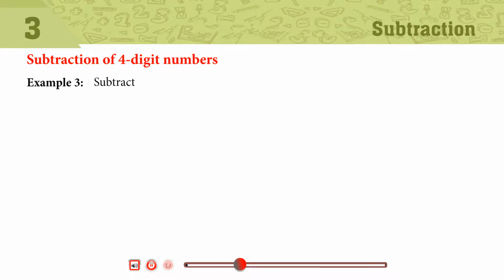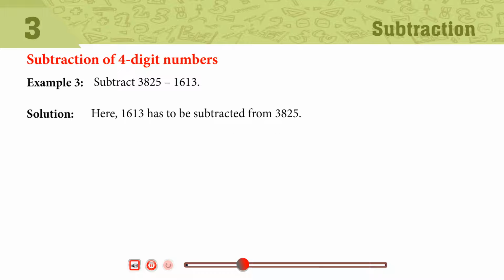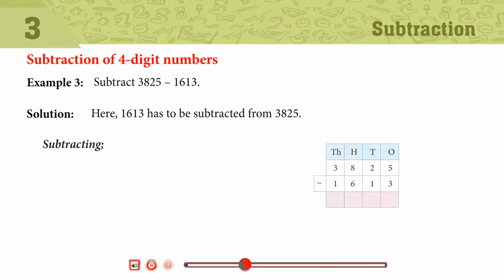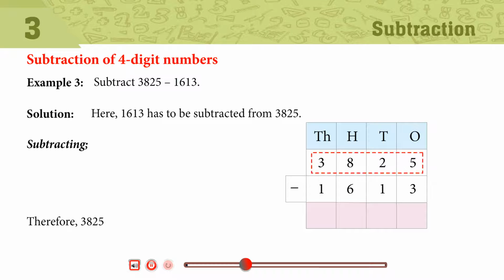Example 3. Subtract 3,825 minus 1,613. Solution. Here 1,613 has to be subtracted from 3,825. Subtracting. Therefore, 3,825 minus 1,613 is equal to 2,212.